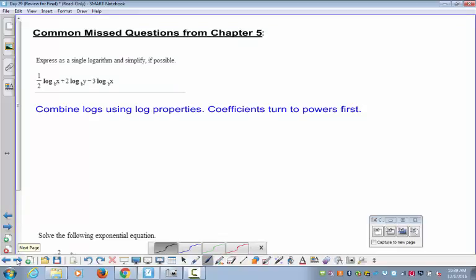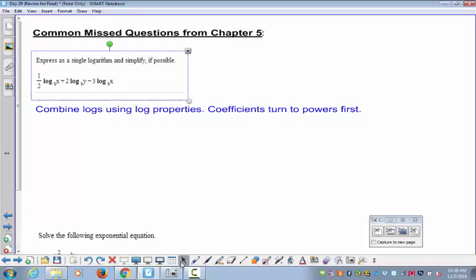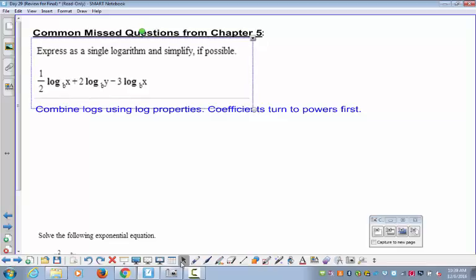We'll do some log stuff. So this type of question, most of you did pretty well with this, but this is a common one to have some errors with. So let's just go through. And the base here is just given to be b.